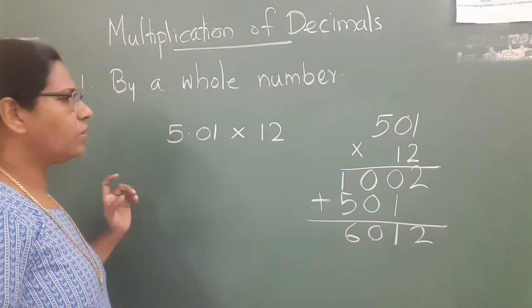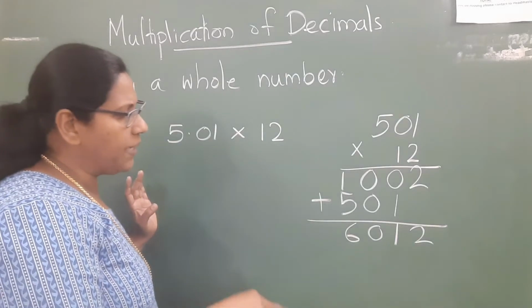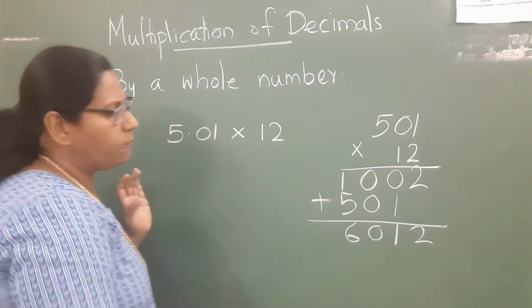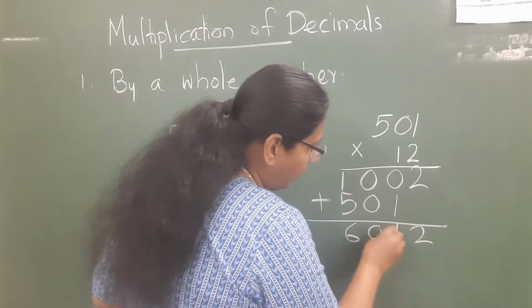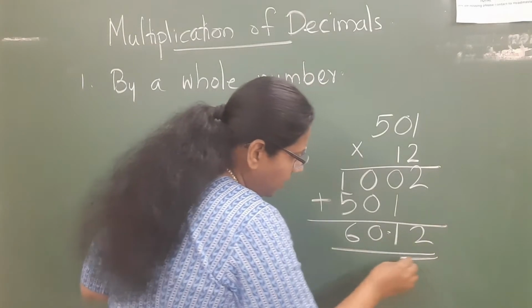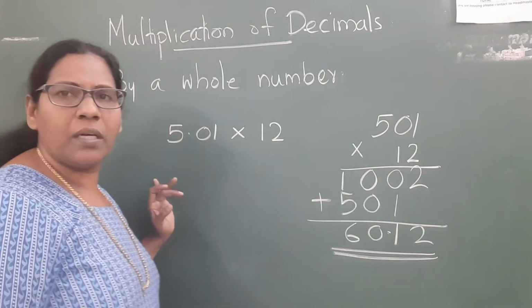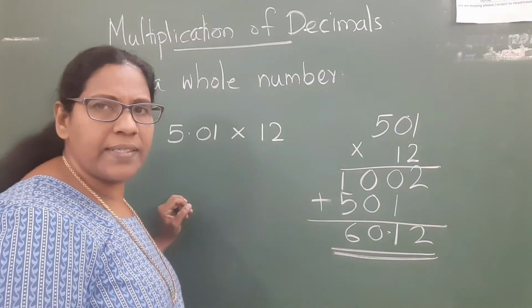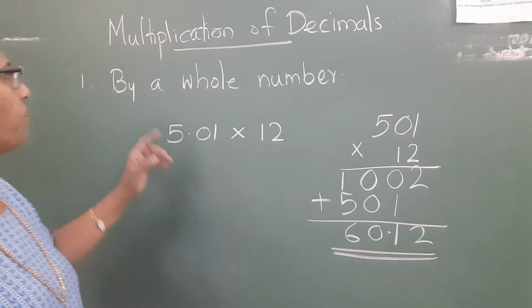Now we have to count after how many places the decimal is. 1, 2. So here we count 1, 2 and we put the decimal. So we got the answer 60.12. We got the answer 60.12.